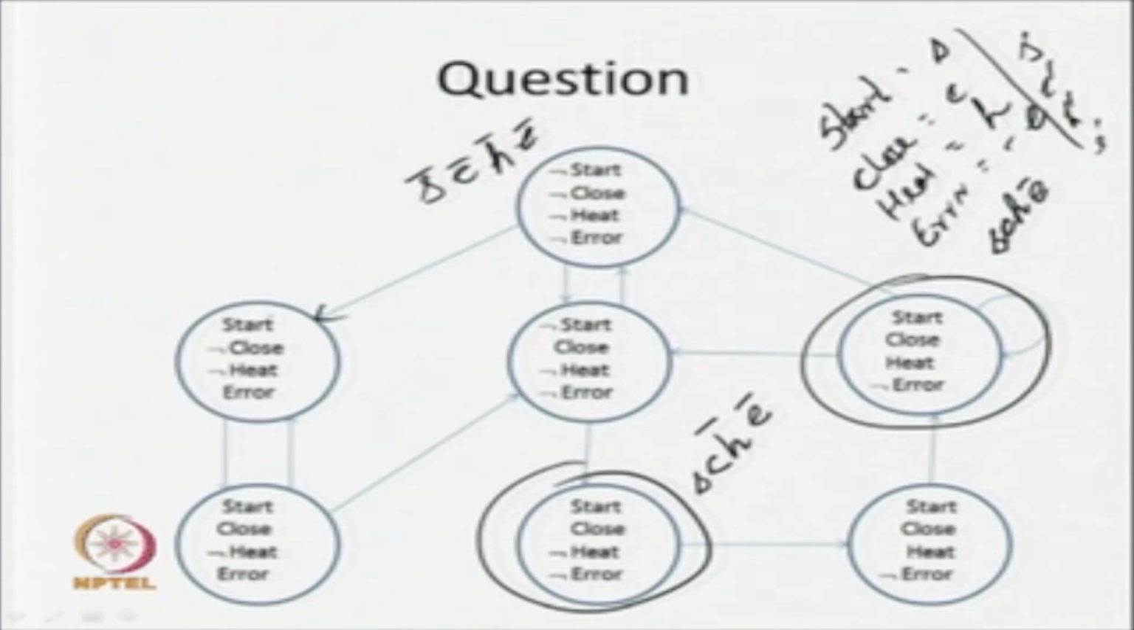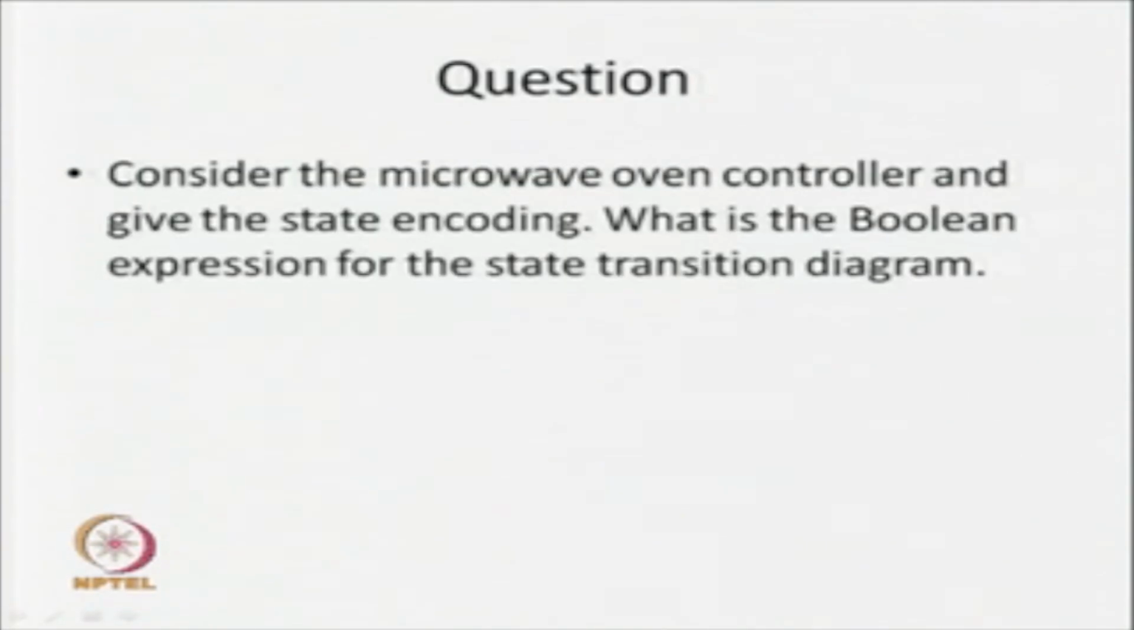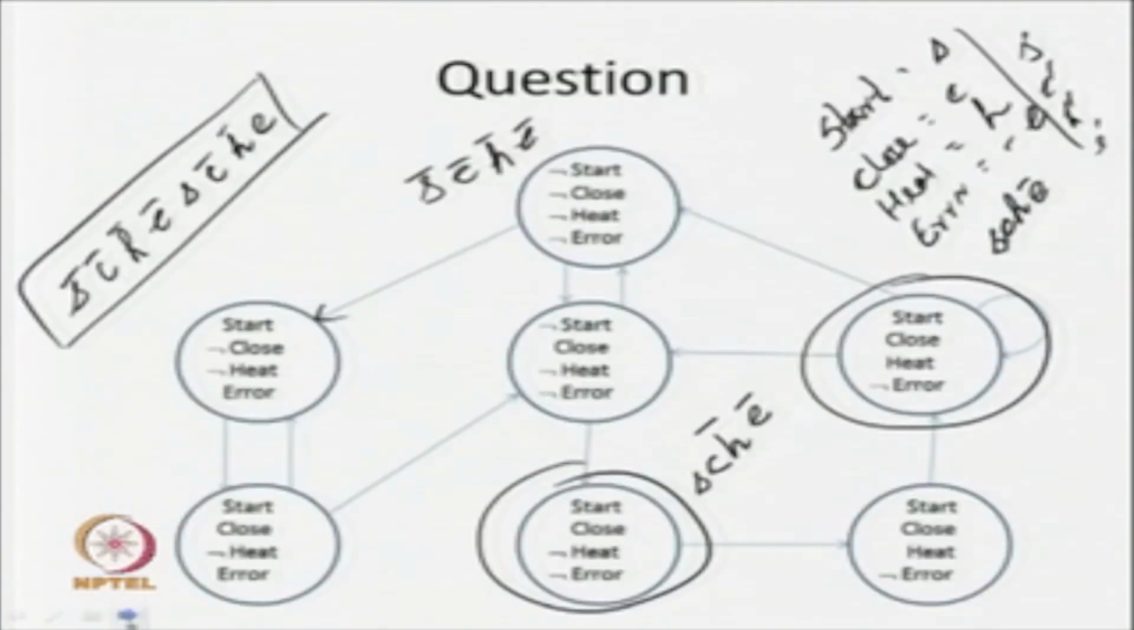So, this particular transition I can represent like this: it is going from S bar, C bar, H bar, E bar to S, close bar, H bar and E. So, this is the present state, this is the next state. This transition is represented with the help of this Boolean expression. Like that I can write the expression for all those transitions and eventually I can get a Boolean expression for the state transition diagram. Once we get it, we can represent this Boolean expression with the help of OBDDs.